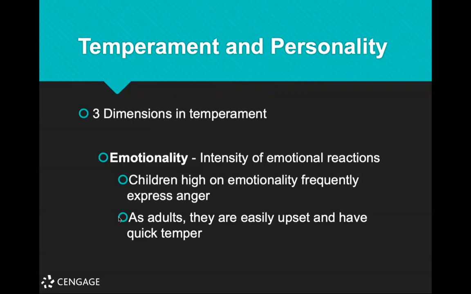People who are highly emotional, or born with an emotional temperament, children high on emotionality frequently express anger. As adults, they're easily upset and have a quick temper. It's almost like walking on eggshells with these people. They quickly get agitated. They quickly jump into the anger mode or the temper mode.